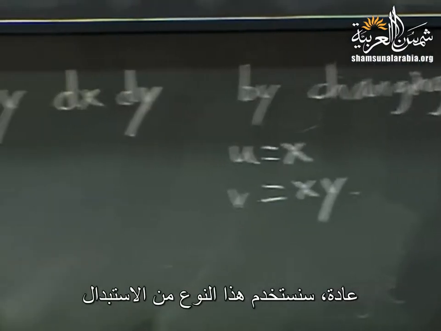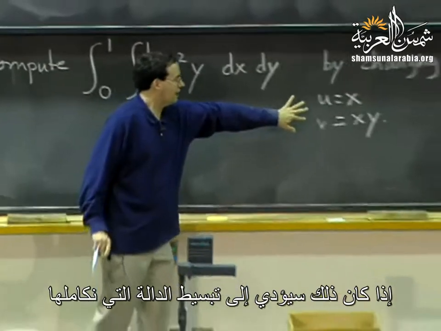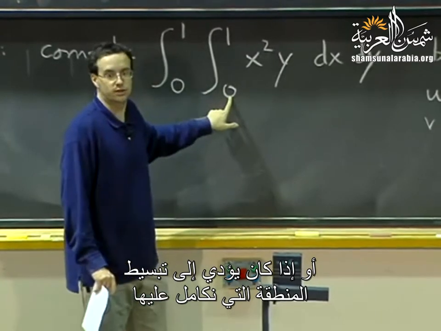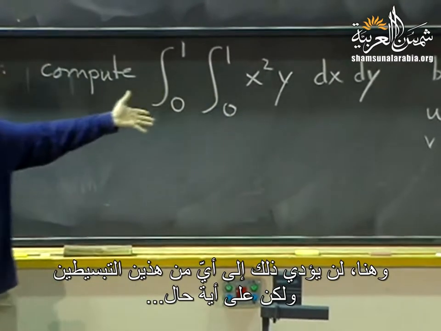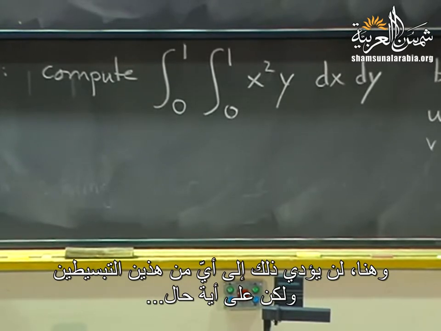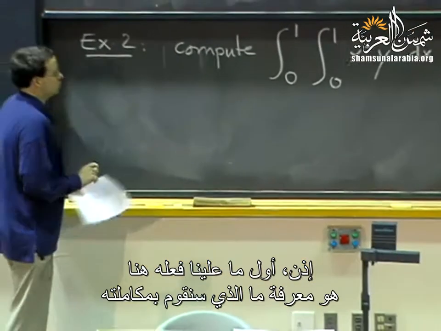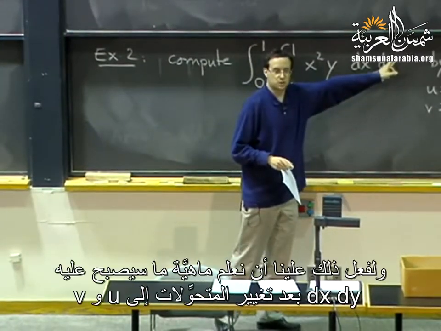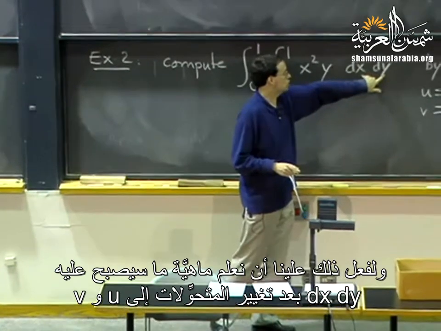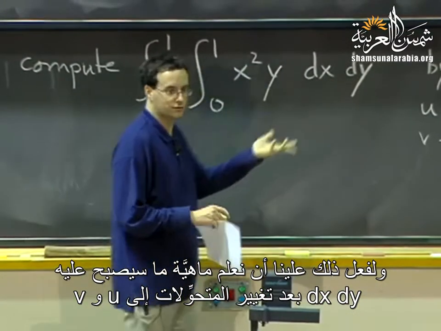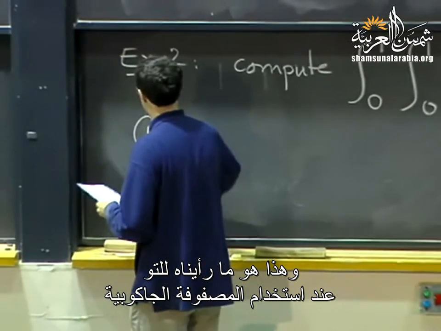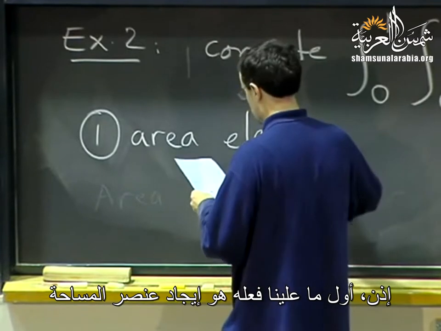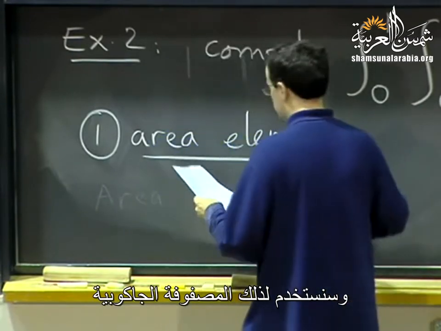I mean, normally, you would only do this kind of substitution if either it simplifies a lot the function you're integrating, or it simplifies a lot the region on which you're integrating. And here, neither happens. But anyway, the first thing we have to do here is figure out what we are going to be integrating. To do that, first we should figure out what dx dy will become in terms of u and v. So that's what we've just seen, using the Jacobian. The first thing to do is find the area element. And for that we use the Jacobian.